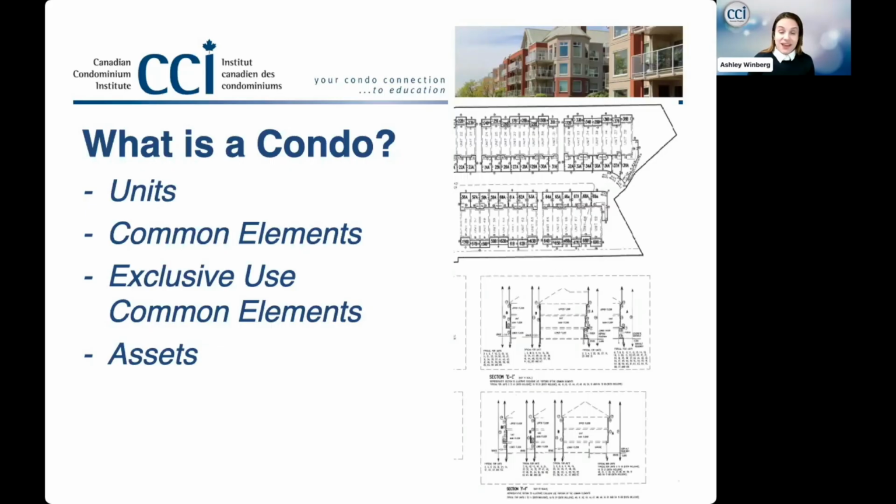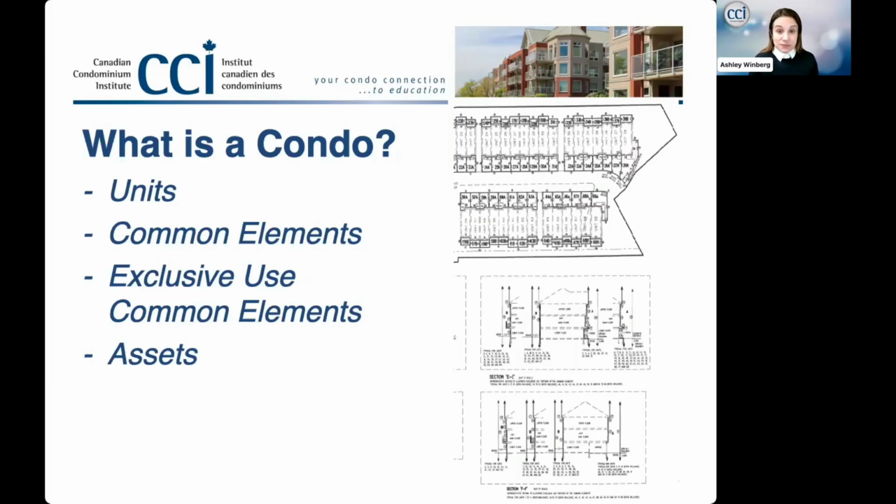The common elements of a condo are essentially everything on the condominium's property that does not form part of the units. And this again is determined by reference to how the units are defined in the corporation's declaration and description. So there are generally two types of common elements. There are what I call general common elements, which are common elements that are not designated for the exclusive use of one or more units in the corporation's declaration. And these are generally hallways, lobbies, elevators.